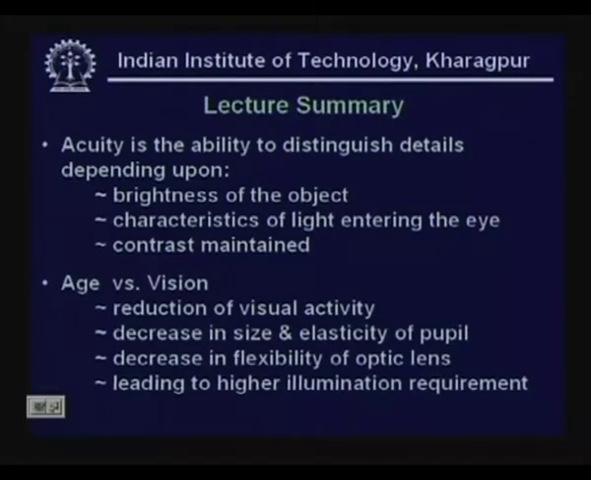Now, one important thing to be kept in mind is that with age, visual acuity reduces. This is because of the decrease in size of the pupil and elasticity of the pupil. This is essentially because of the reduction in elasticity of the muscles, and the ability to flex the optic lens reduces. This leads to a higher illumination requirement. We saw, taking reference to a 20-year-old, at the age of 60, for the same conditions one needs 2 times the illumination requirement.